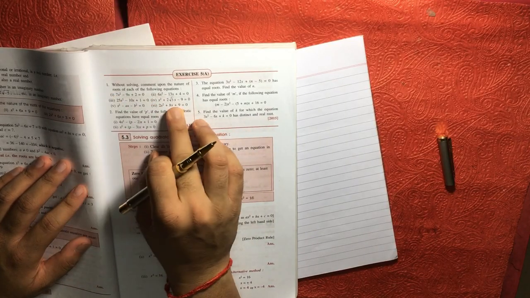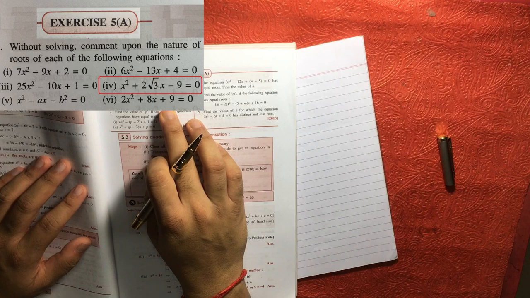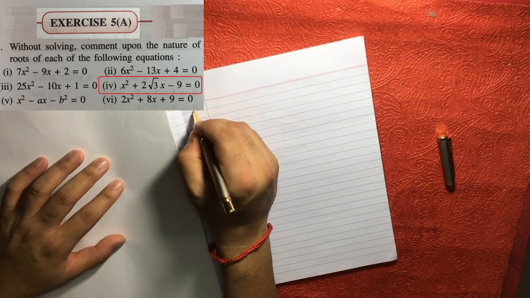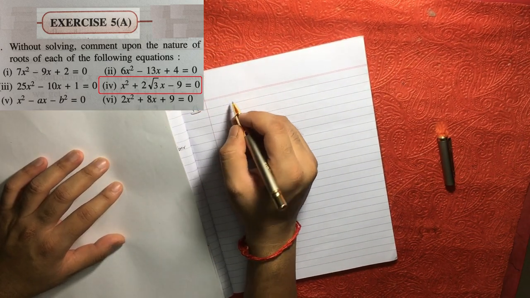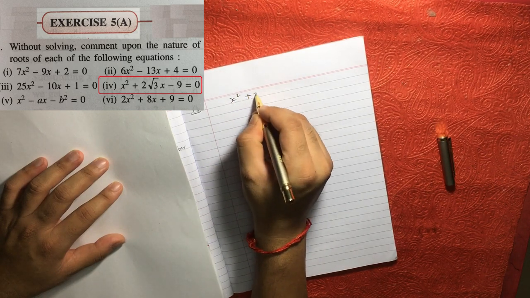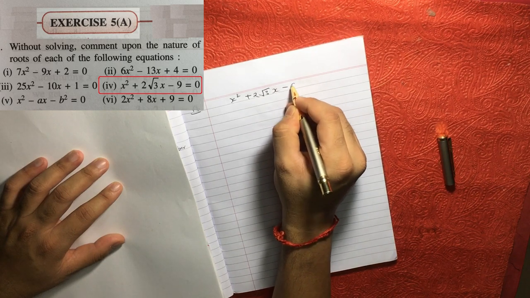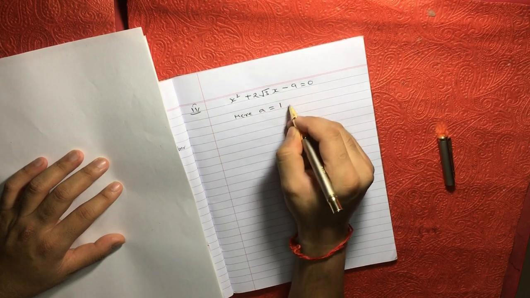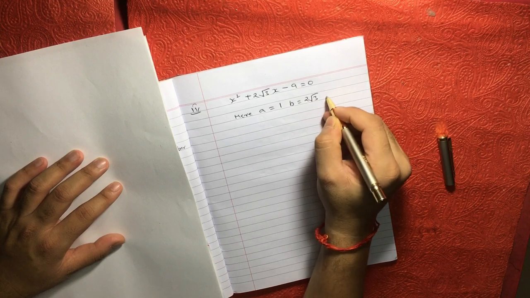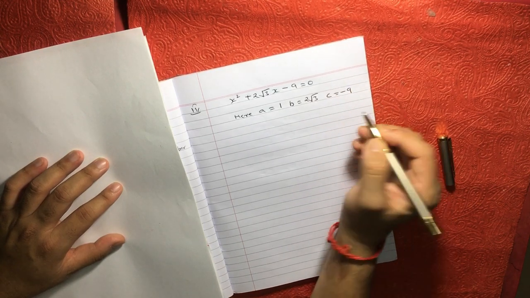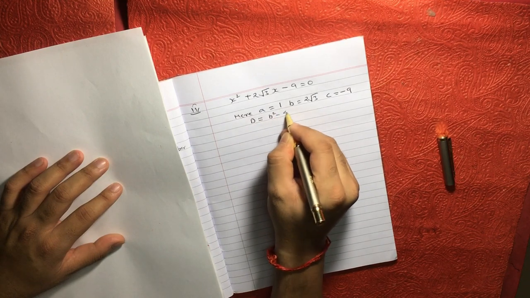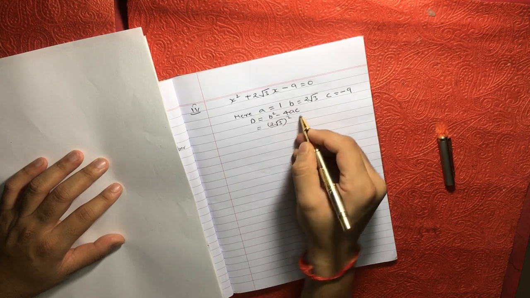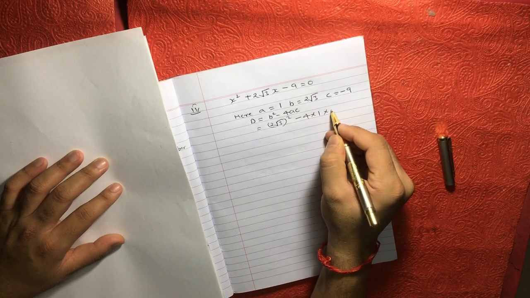Now the next part of question number 1, part 4, is x square plus 2 square root of 3x minus 9 is equal to 0. Let me solve it. So the fourth part is saying x square plus 2 square root of 3x minus 9 is equal to 0. Now here a is what? A is 1, b is 2 square root of 3 and c is equal to minus 9. We have a formula, d is equal to b square minus 4ac, where b is what? 2 square root of 3 whole square minus 4 into 1 into minus 9.